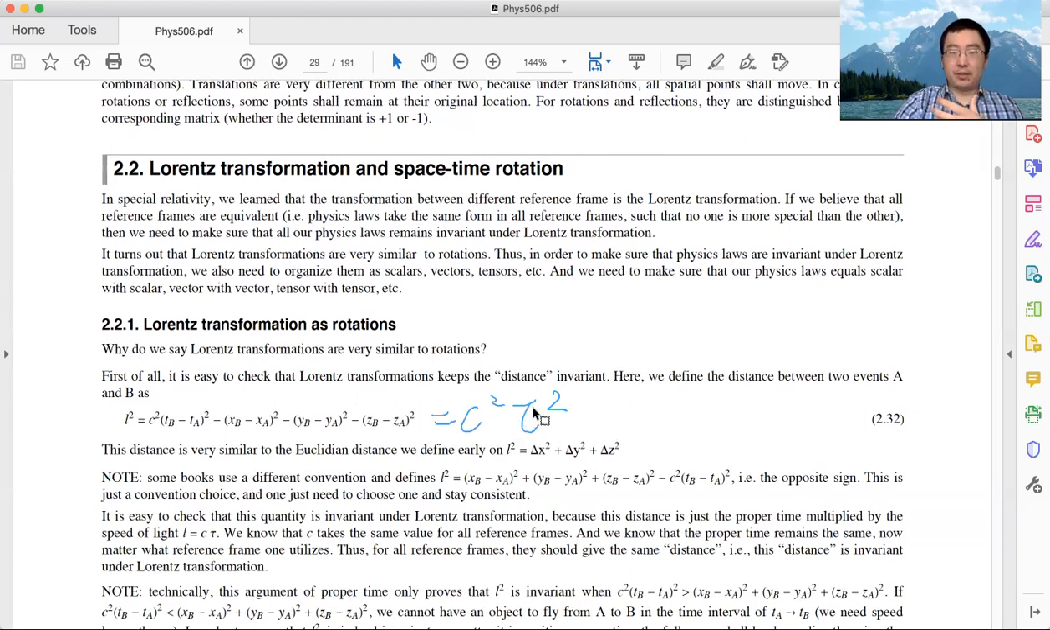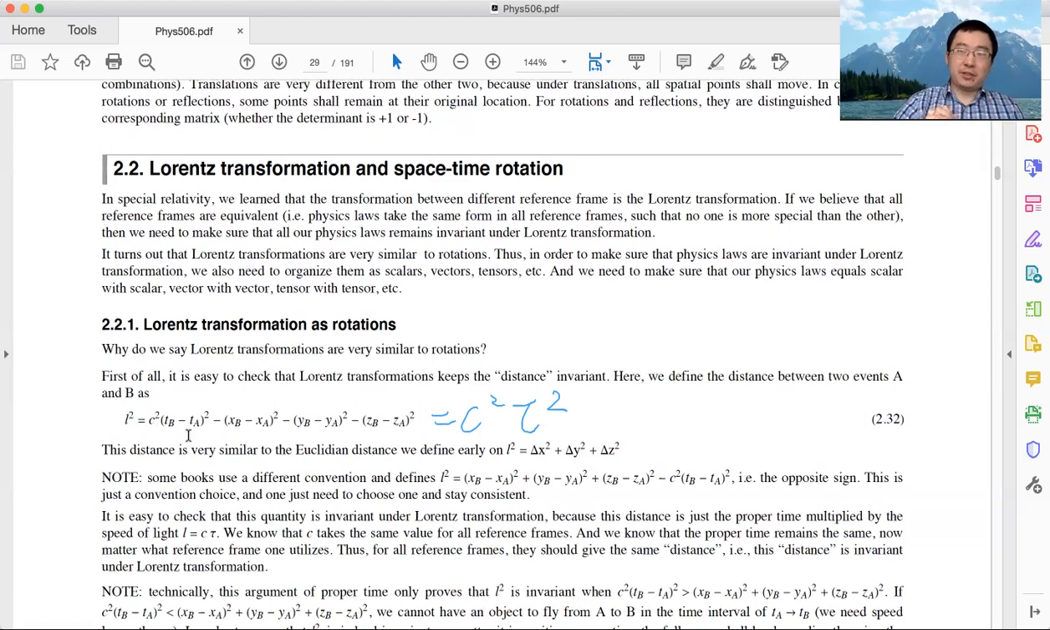Because the proper time is independent of reference frame, and the speed of light is independent of reference frame, this combination must be independent of reference frame. No matter what reference frame we are using, we must have the same c squared tau squared. So that's why this object is invariant under Lorentz boost. Of course, as I mentioned, this proof is a dirty hand-waving proof. It's not a rigorous proof.